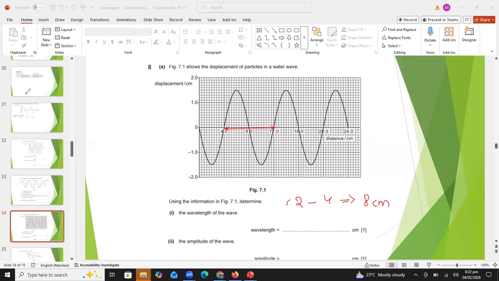Alright. Now they are asking in the next part to determine the amplitude of the wave. Amplitude means the height of the wave. You can see this height is lying in the middle of 1 and 2, so it must be 1.5 centimeter. 1.5 centimeter is called the amplitude of the wave. Is it clear to you?